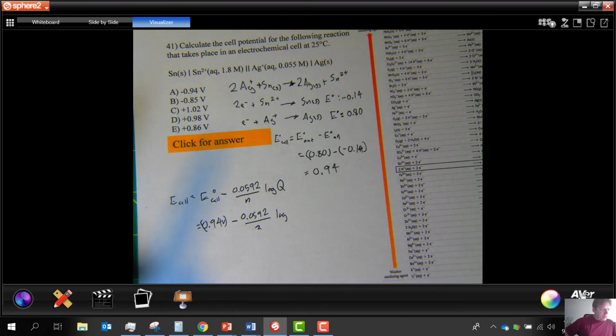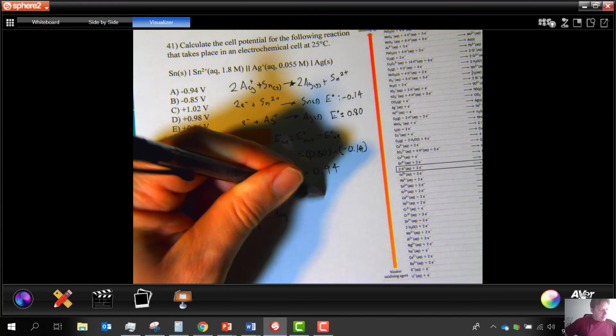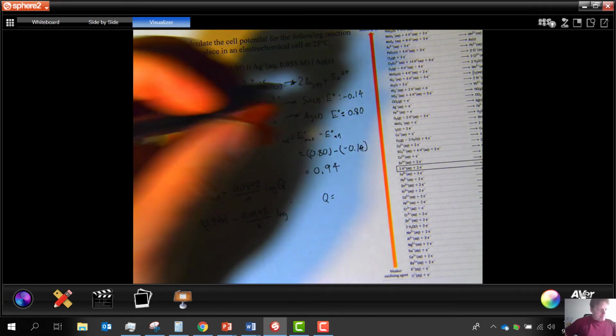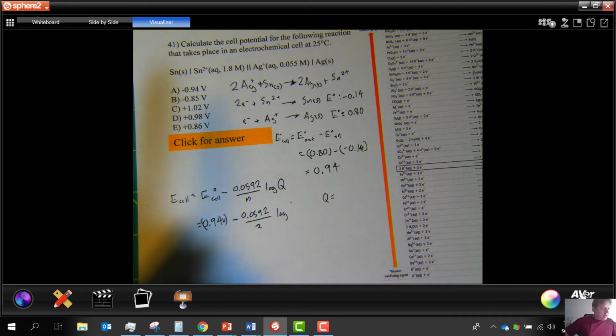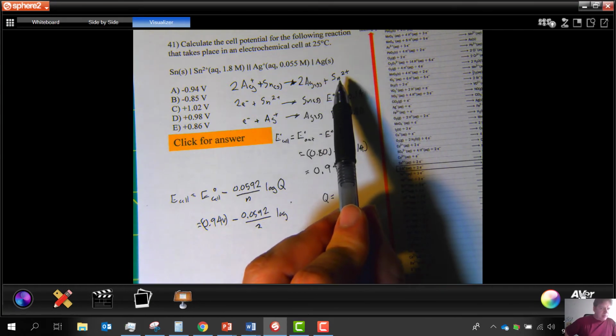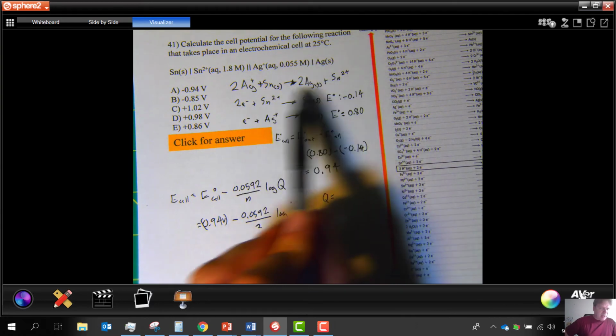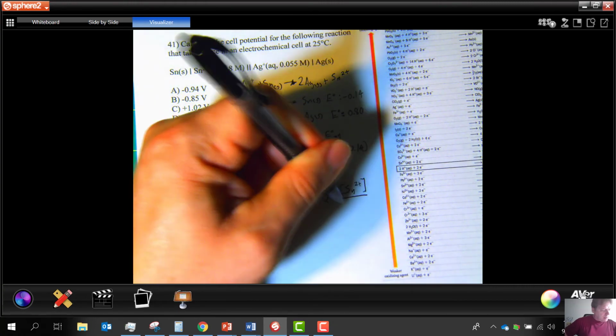So for Q we're going to have, let me actually do Q over here, and then we'll put that in. So we have products over reactants. So if we look up here at our balanced equation, we leave out the solids. So the products are the tin ions. The reactants are the silver ions. Products, reactants, leaving out the solids. Okay, so Q here is going to be the tin concentration divided by the silver concentration.